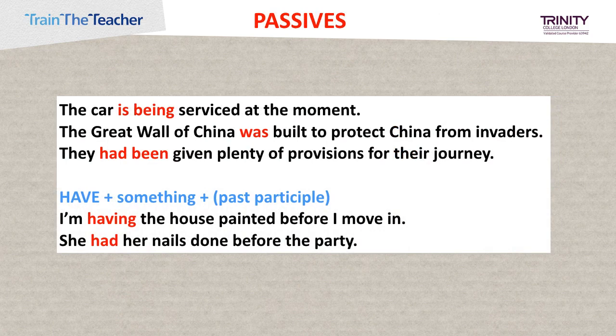And we can also use auxiliaries for passives, as in the examples here. The car is being serviced at the moment. The Great Wall of China was built to protect China from invaders. They had been given plenty of provisions for their journey. I'm having the house painted before I move in. She had her nails done before the party. So the purpose here is to heighten your awareness of auxiliaries and to give you a quick preview of the tense work we will do in the tenses and timelines input.